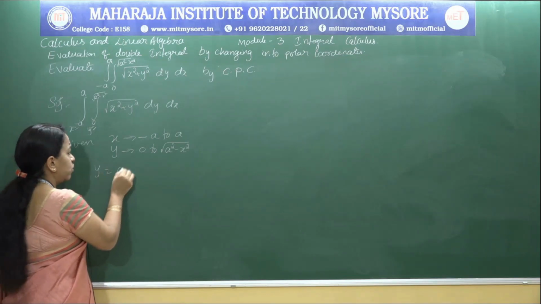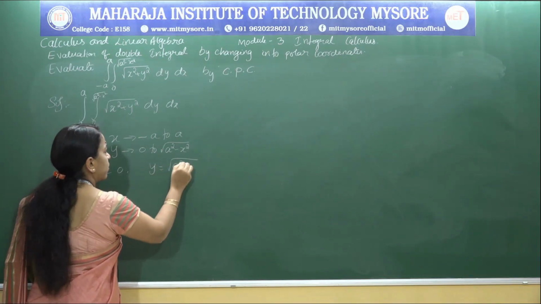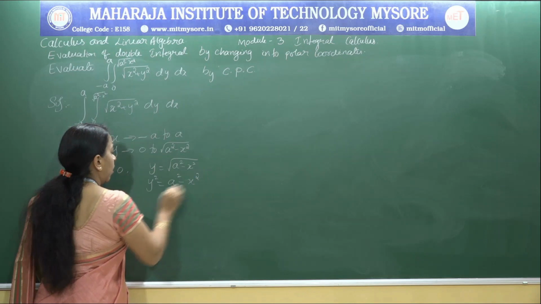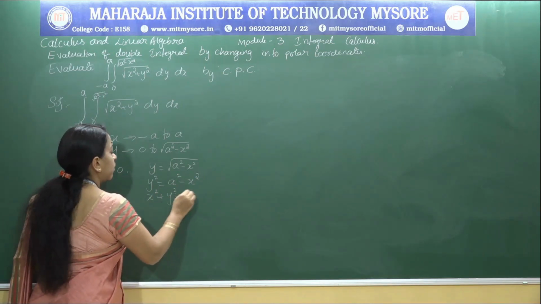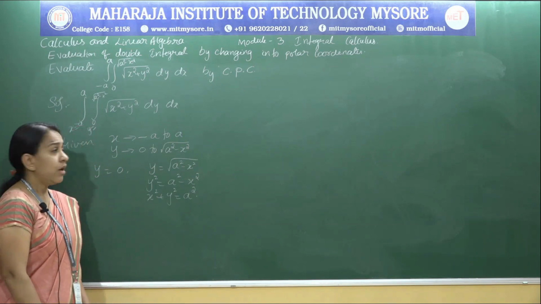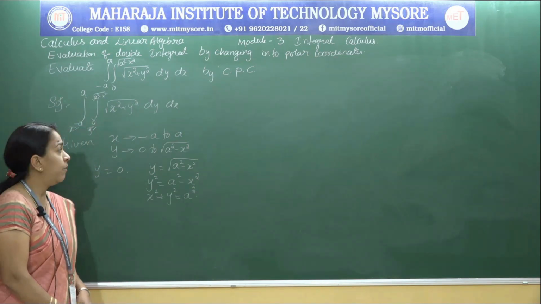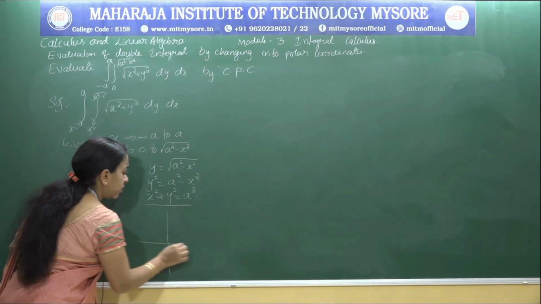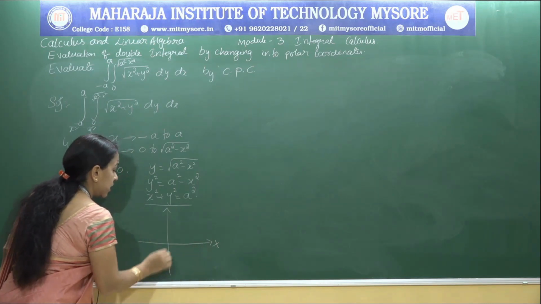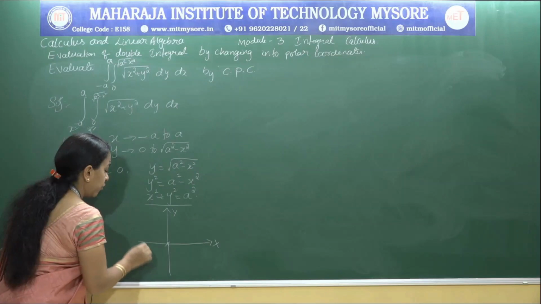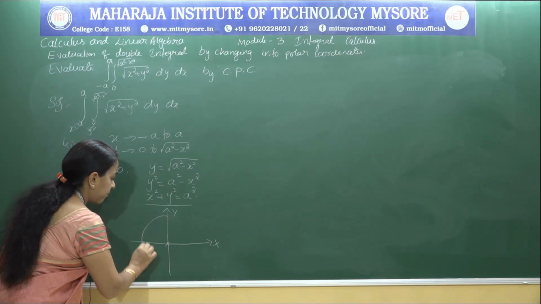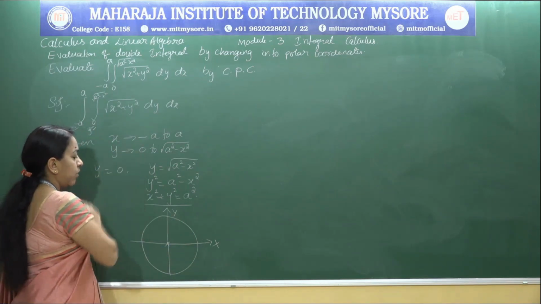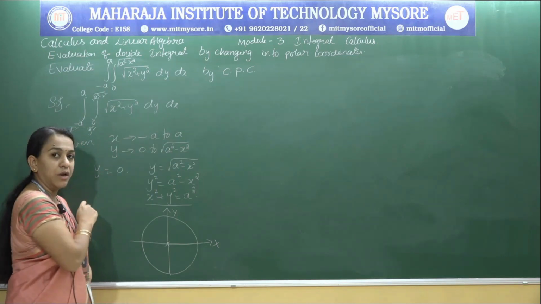That is y equal to 0 and y equal to root of a square minus x square, or y square equal to a square minus x square, or we have again x square plus y square equal to a square. Now to find the limit of r and theta, let me represent the given curve first. So again we have a circle, right. So the given equation is a circle with center at origin and radius equal to a. And also we have another condition, that is x varies from minus a to a.